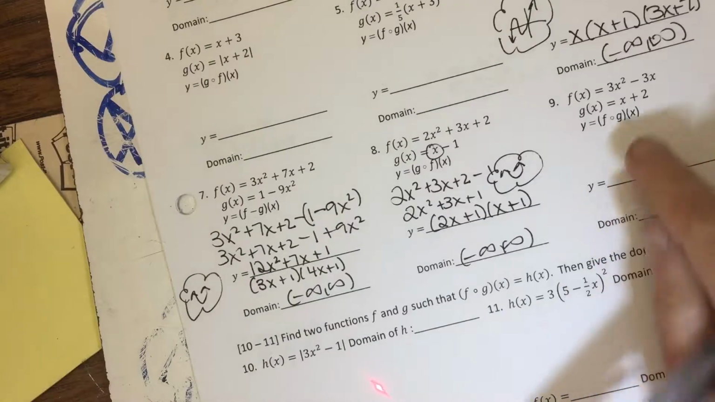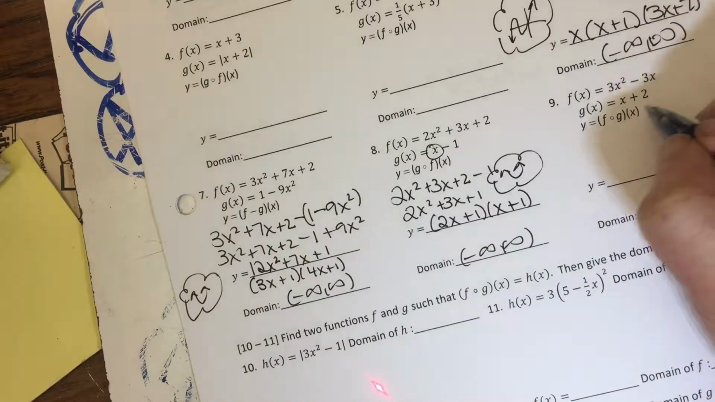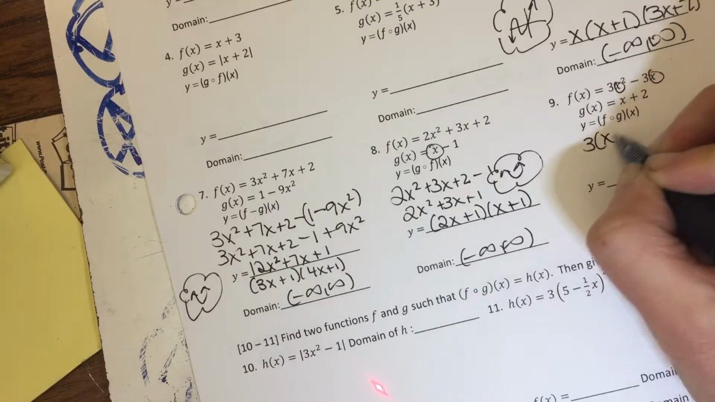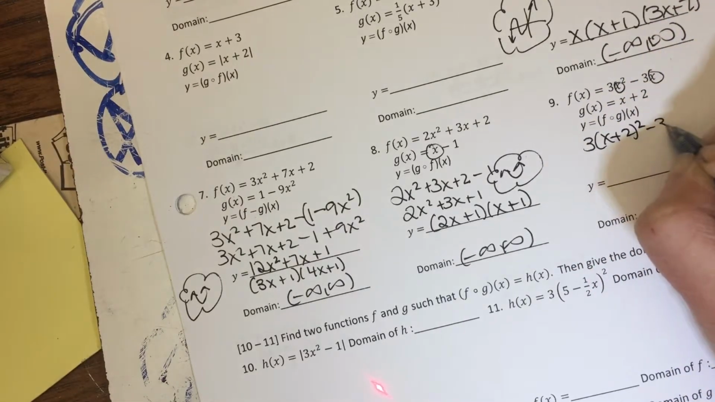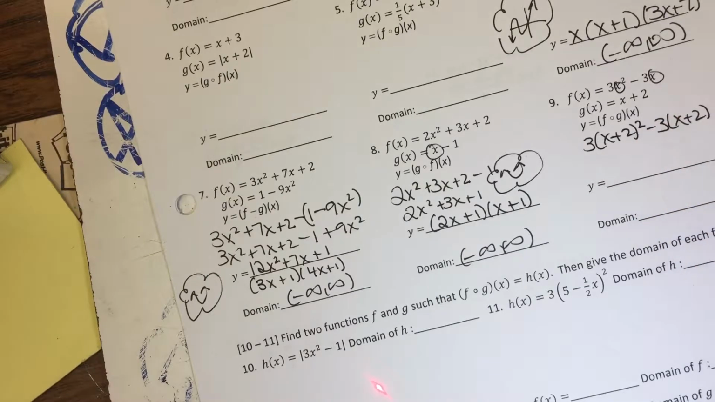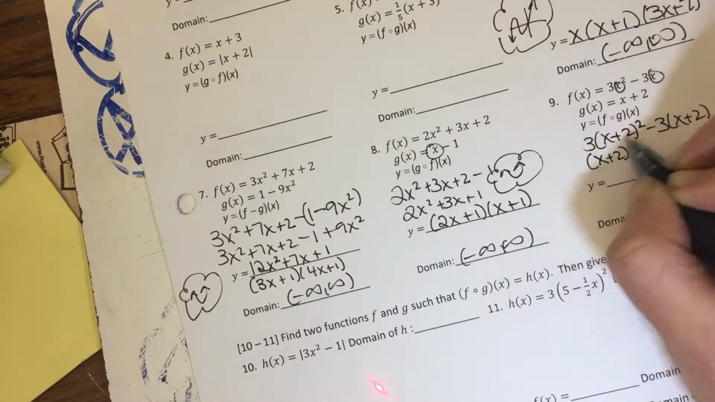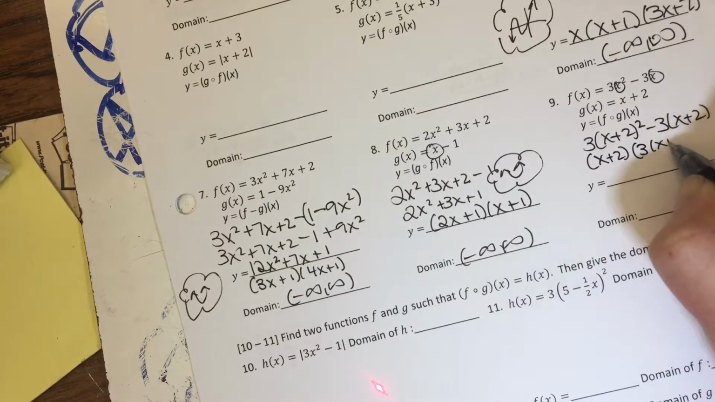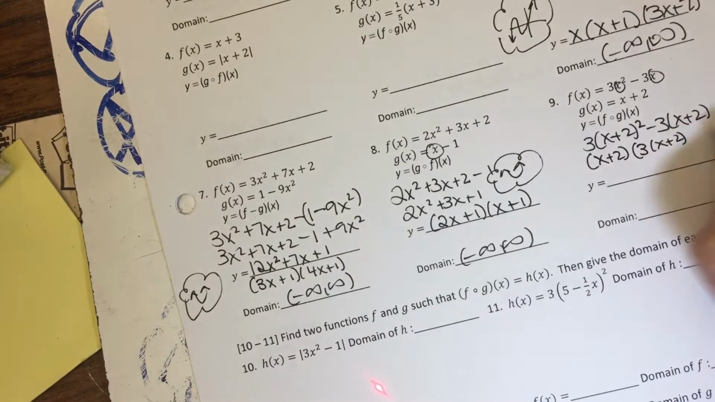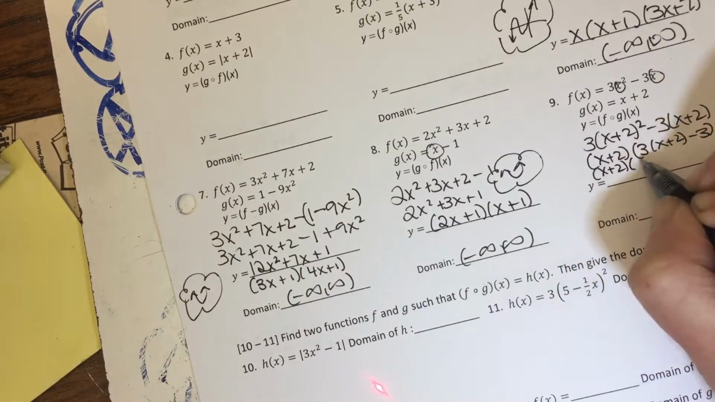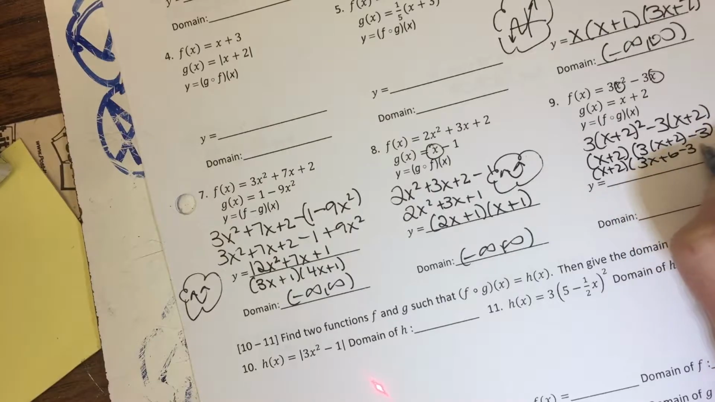Here we go. I have f of x again. This time I'm inserting g into f. So that would be 3 times x plus 2 squared minus 3 times x plus 2. Rather than foiling, I'm going to factor out the x plus 2. So I divide that one by x plus 2, and I'd have 3 times x plus 2. And I divide that by x plus 2, and I get minus 3. So then that gives me x plus 2 times 3x plus 6 minus 3.